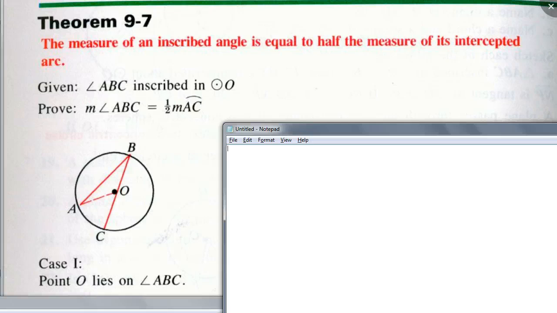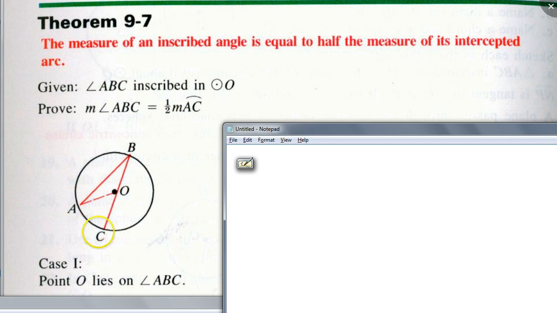Half the measure of its intercepted arc. Which is the intercepted arc of this inscribed angle? Arc AC. So look, if arc AC happens to be 100 degrees, guess what angle B is? 50. That's all they're saying. It's half of it. If this intercepted arc is 100 degrees, guess what angle B is? 50 degrees. That's all they're saying.